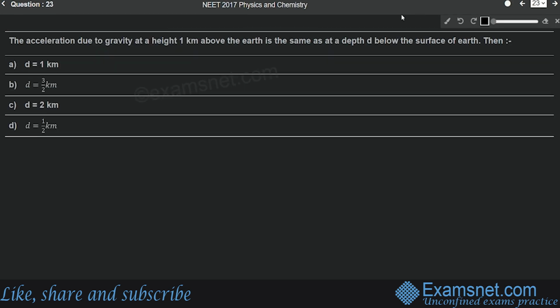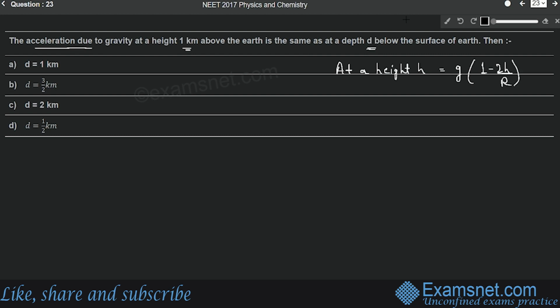Question number 23 is from the chapter Gravitation, and the question is: the acceleration due to gravity at a height 1 kilometer above the earth is the same as at a depth d below the surface of the earth. Then we have to find the depth d. Okay. Now we know that the formula for acceleration due to gravity at some height, let's say at a height h, is equal to g, that is acceleration due to gravity on the surface, into (1 minus 2h upon R), where R is the radius of the earth.